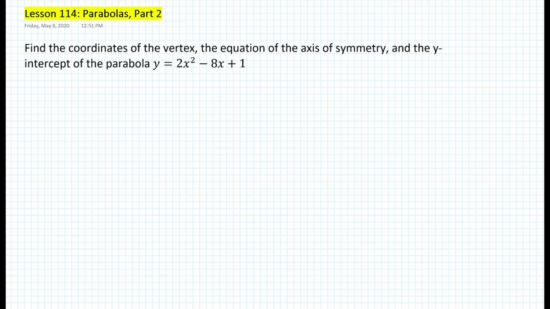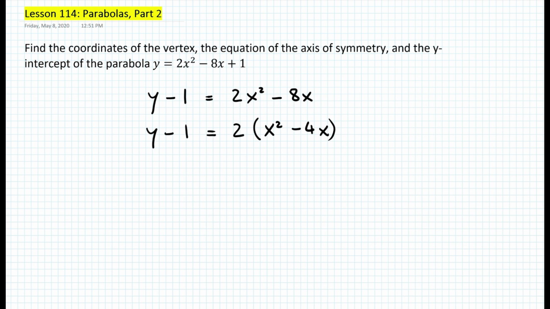As you learned in the previous video, the first thing you want to do is isolate all the x variables, basically all the like terms, by subtracting 1 on both sides of the equation. So now you write y minus 1 is equal to 2x squared minus 8x. Now, here we have a 2 in front of the x squared. So what we want to do is factor out the 2. So y minus 1 is equal to 2 times, in parentheses, x squared minus 4x.